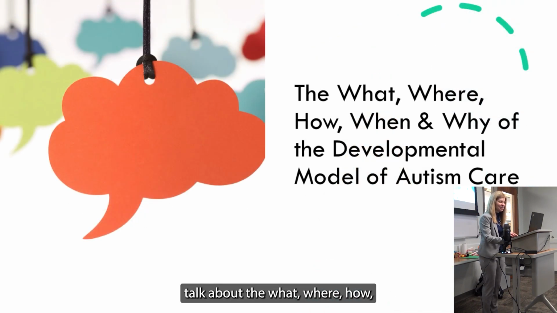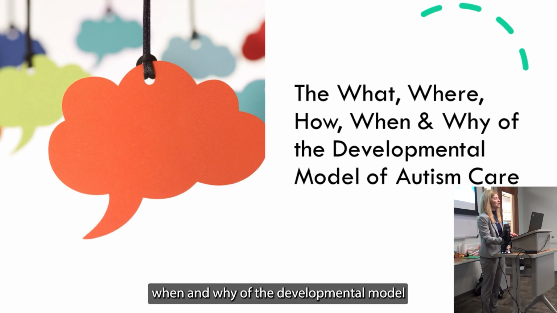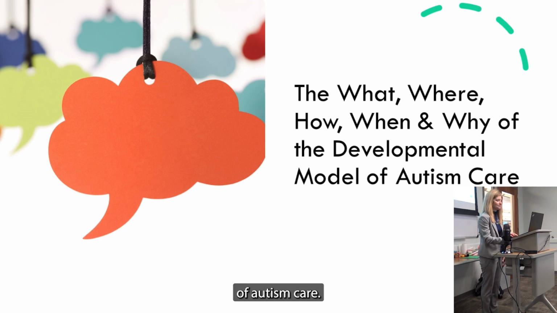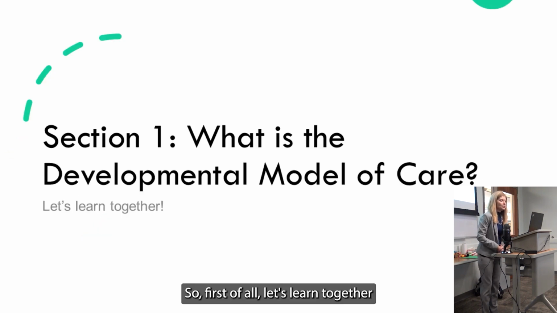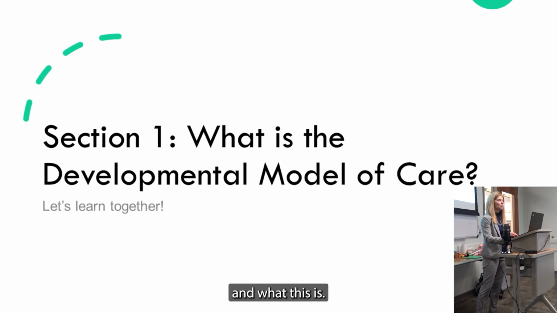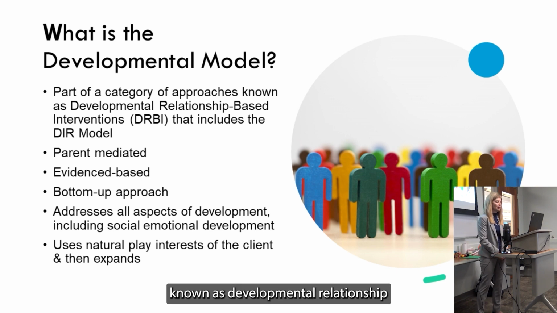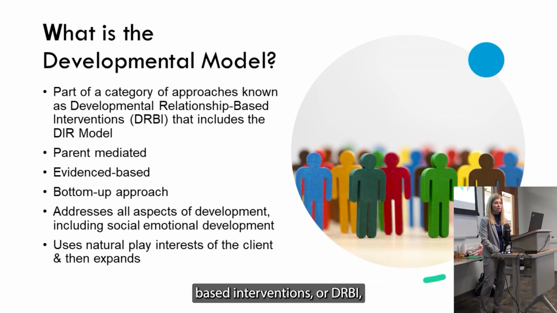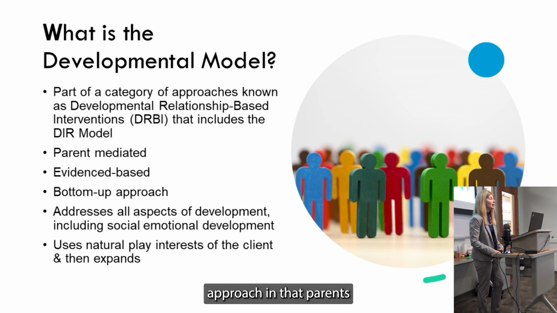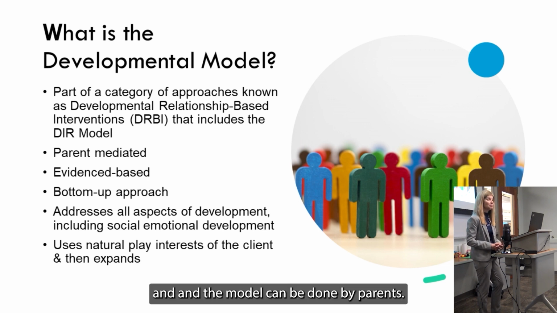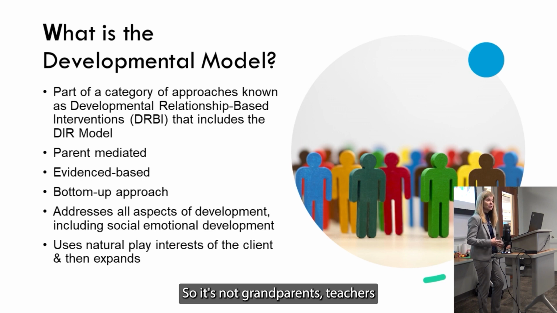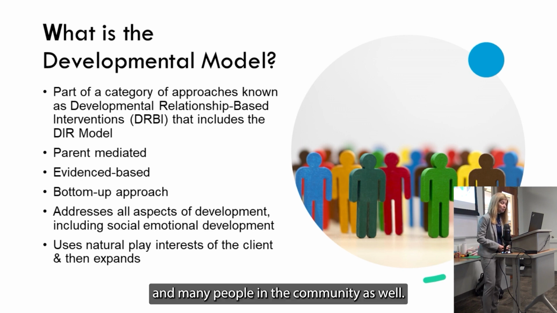Okay, so now we're going to talk about the what, where, how, when, and why of the developmental model of autism care. So first of all, let's learn together and think about the developmental model of care and what this is. It's part of a category of approaches known as developmental relationship-based interventions, or DRBI, which includes the DIR model. It's a parent-mediated approach in that parents are the experts in their child's care, and the model can be done by parents.